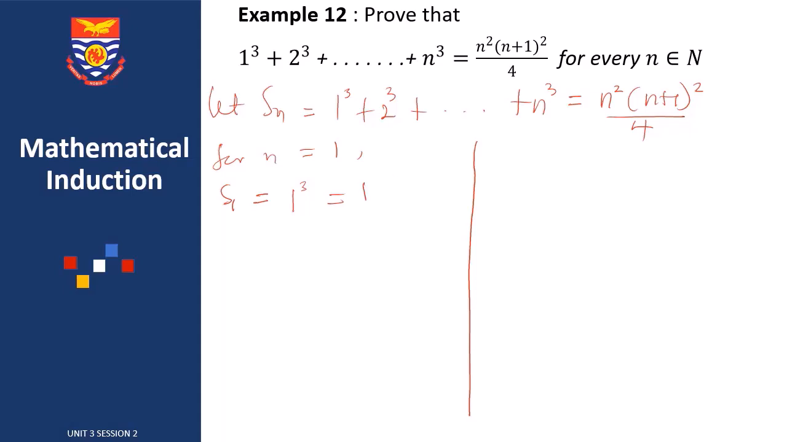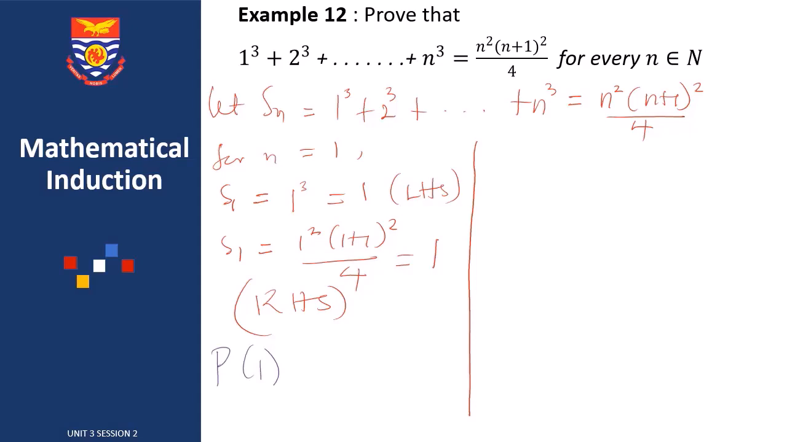That is the left hand side. We also have S1 equals 1 squared times 1 plus 1 all squared, divided by 4, and I get 1. That is the right hand side. So what do we conclude? Since the left hand side equals the right hand side and equals 1, we say that P of 1 is true. Good. So P of 1 is true.